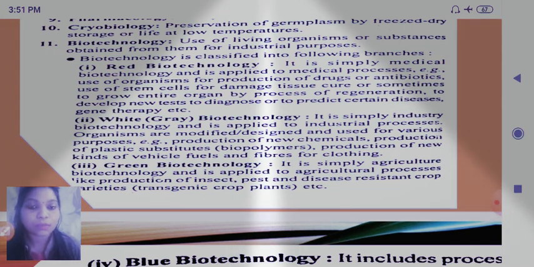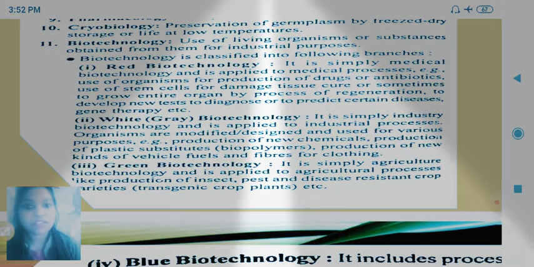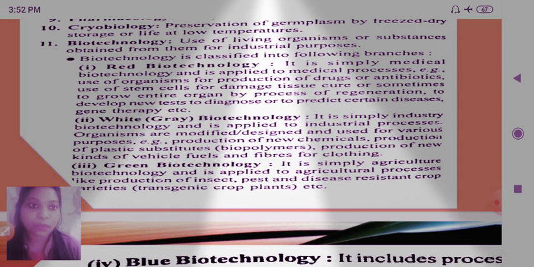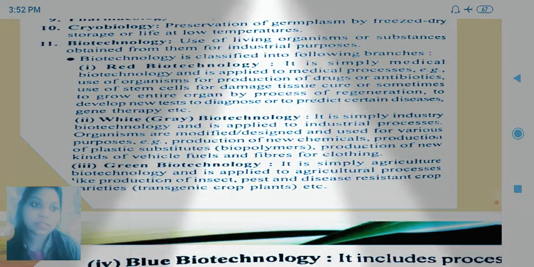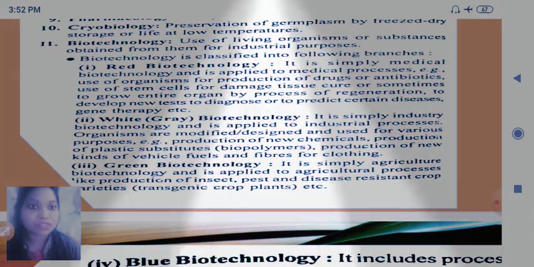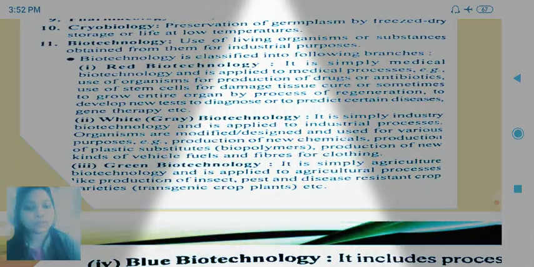And it is the production of plastic substitutes, that is, biopolymers. What do we mean by biopolymers? Polymers means more than one monomer. Monomer means a single unit, and polymers mean more than one subunit attached to make the polymer. We know that plastic is a polymer, and white or gray biotechnology is basically used for the production of plastic substitutes or polymers, new chemicals, and new kinds of vehicle fuels and fibers for clothing.